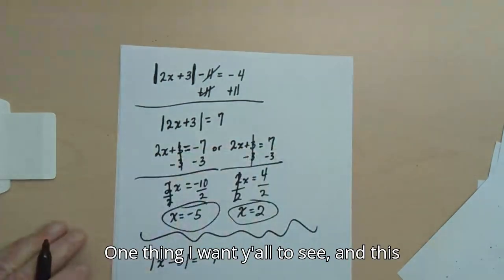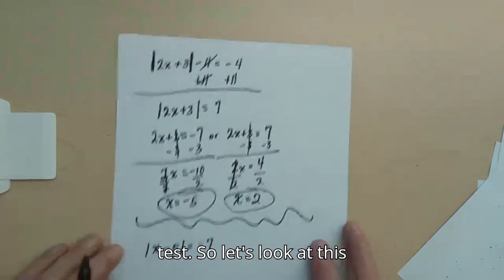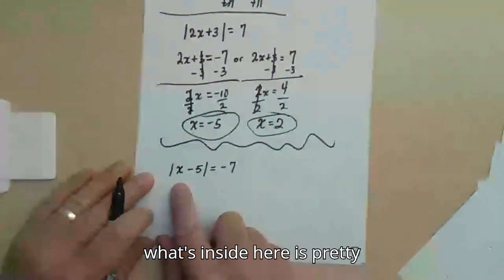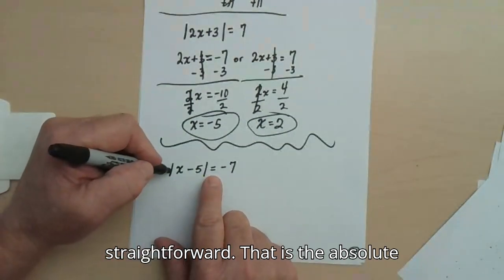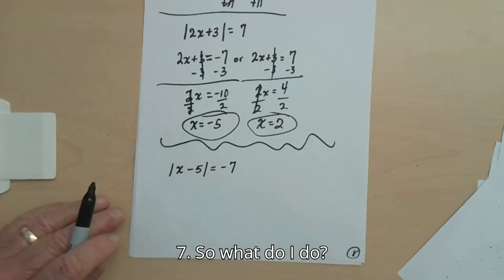One thing I want y'all to see, and this is something you're going to run into, and you're probably going to see it on the test. So let's look at this one. This is a real simple one. Notice what's inside here is pretty straightforward. That is the absolute value of x minus 5 equals negative 7. So what do I do?